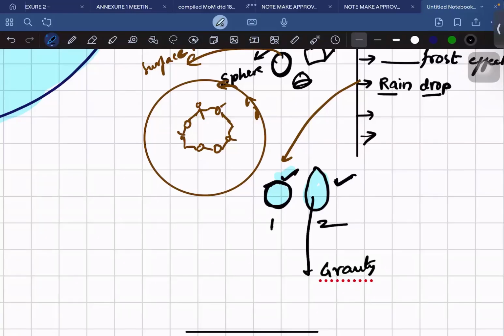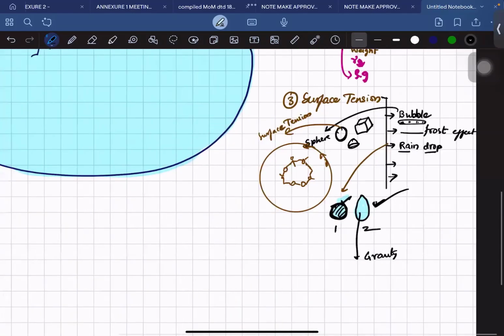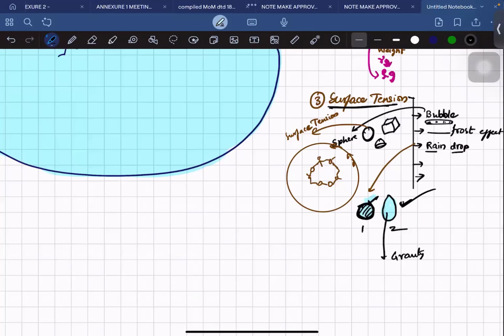Suppose you are in an international space ship, there you can see the astronauts blowing water through their mouth. It will form a sphere rather than a raindrop, because there is no gravity. Then the surface tension acts. It will again be purely spherical. So this is all about the third fluid property, that is surface tension.